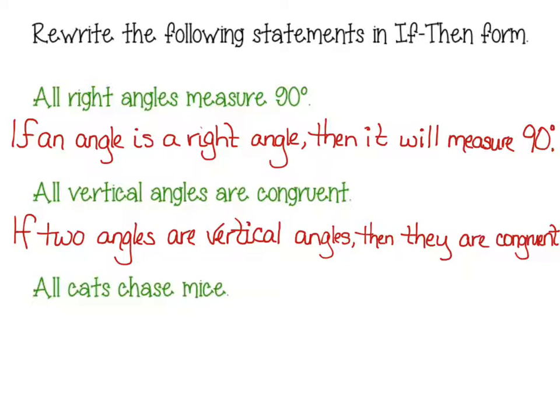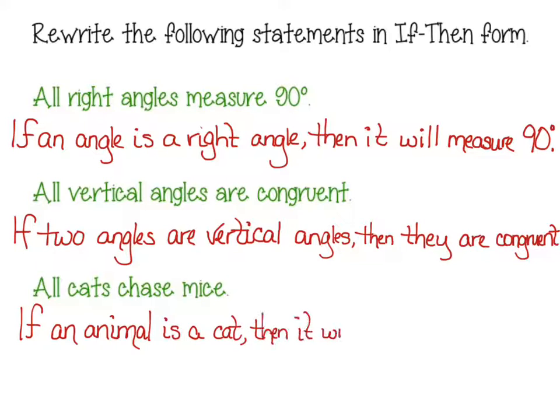All cats chase mice. I wouldn't want to say, if all cats, then chase mice. So we have to add in some words. And some of this is arbitrary, so the wording doesn't have to be exact. So if an animal is a cat, then it will chase mice. And that doesn't necessarily mean it's true. That could be a false conditional, but at any rate, this is the way that you set up if-then statements.